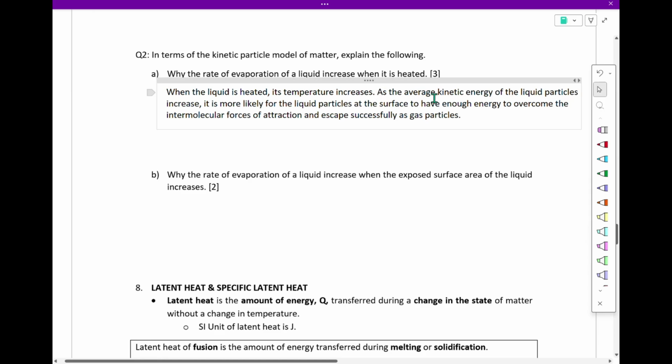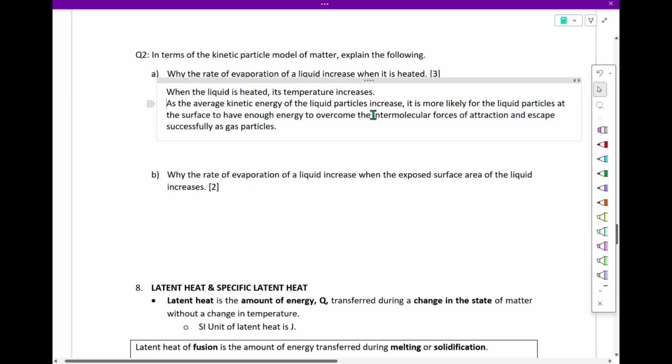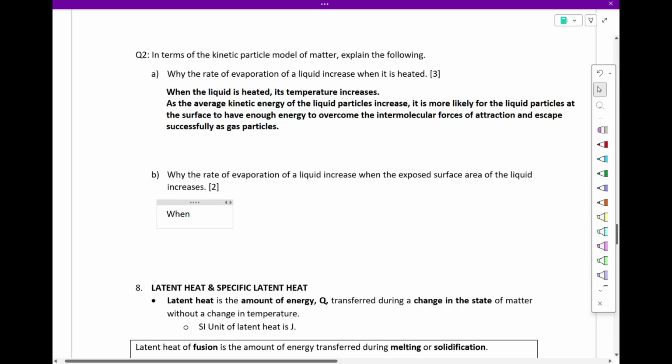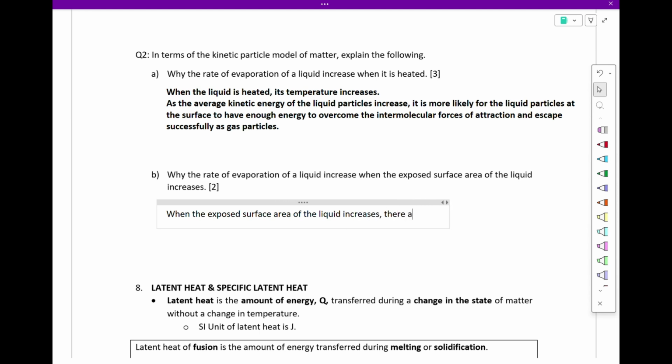Basically you have this part all together. So you just want to link the temperature, kinetic energy, you can overcome it and escape. So directly, what's the factor? Temperature increase. So that is the explanation, and the elaboration for the explanation itself. So point, elaboration, answer.